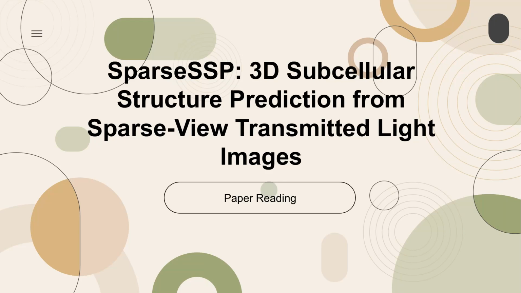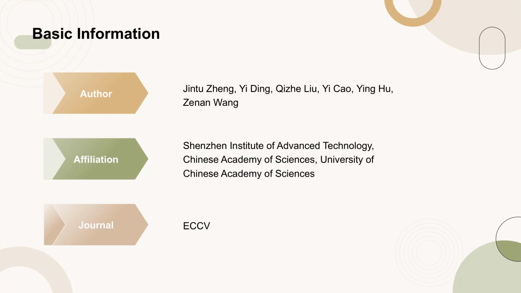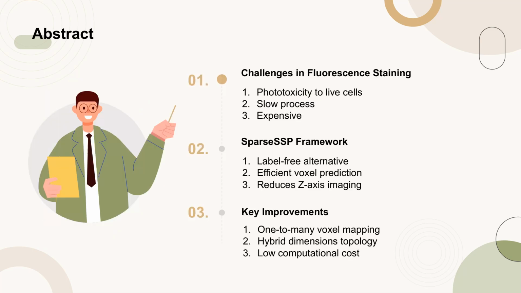Today's paper is titled SparseSSP, 3D Subcellular Structure Prediction from Sparse-View Transmitted Light Images. This paper was published at ECCV by Jintu Zheng and colleagues from Shenzhen Institute of Advanced Technology, Chinese Academy of Sciences. The abstract highlights the limitations of traditional fluorescent staining, which is harmful to live cells, slow, and expensive.